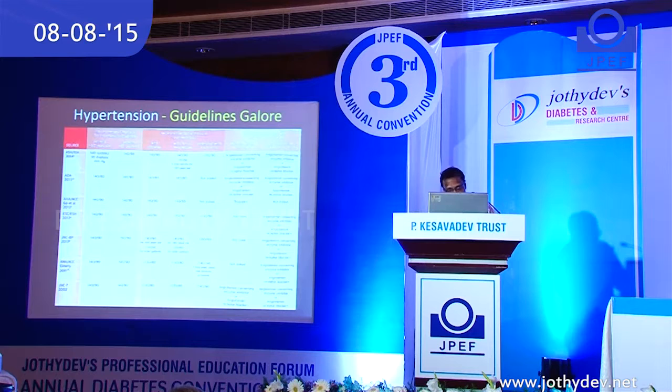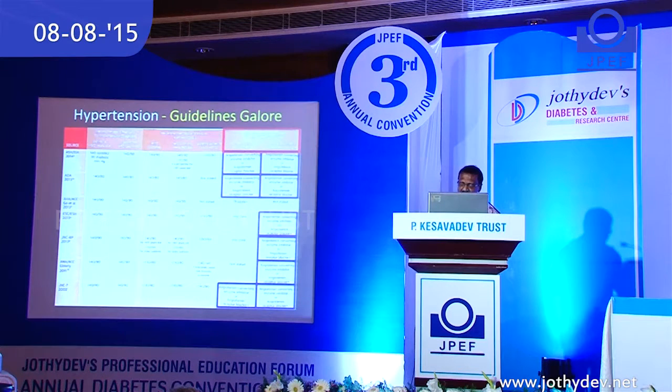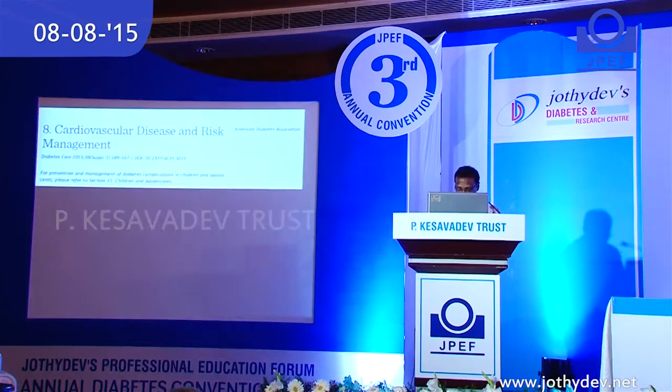Now, if we start with hypertension, there are a huge number of guidelines. We don't want to go through them. But if you look at those which are talking about diabetes with renal disease or diabetes without renal disease, you see the drug preference almost every guideline talks about either an ACE inhibitor or an ARB, meaning that there is a thrust on RAS inhibition. So the focus is on RAS inhibition.